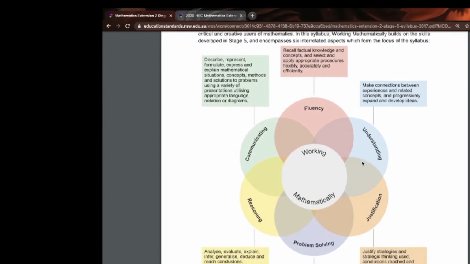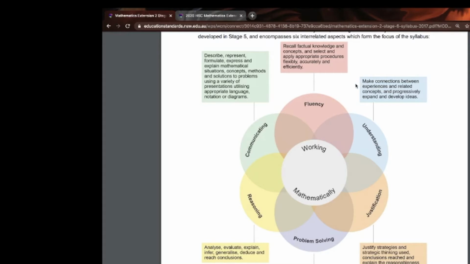Understanding. Make connections between experiences and related concepts and progressively expand and develop ideas. So this is back to this idea of the whole scope of mathematics is really intertwined and interconnected.